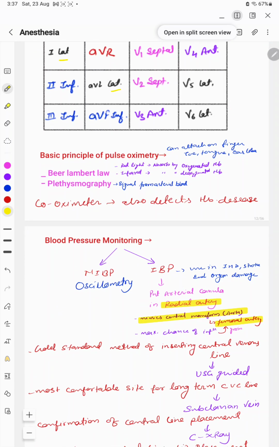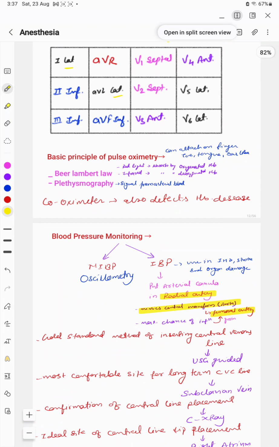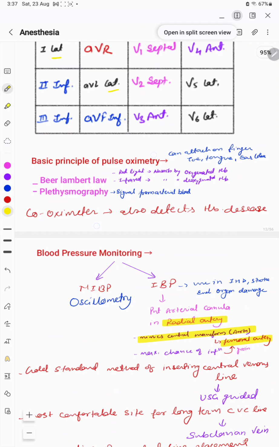Basic principle of the pulse oximeter. Oximetry: I think you all know about the pulse oximeter. Now, what is the principle? It works on the principle of the Beer-Lambert law. First, where do you attach the pulse oximeter? Generally we attach it to the finger, but we can also attach it to the toe, tongue, or ear lobe in the case of children or some other condition.